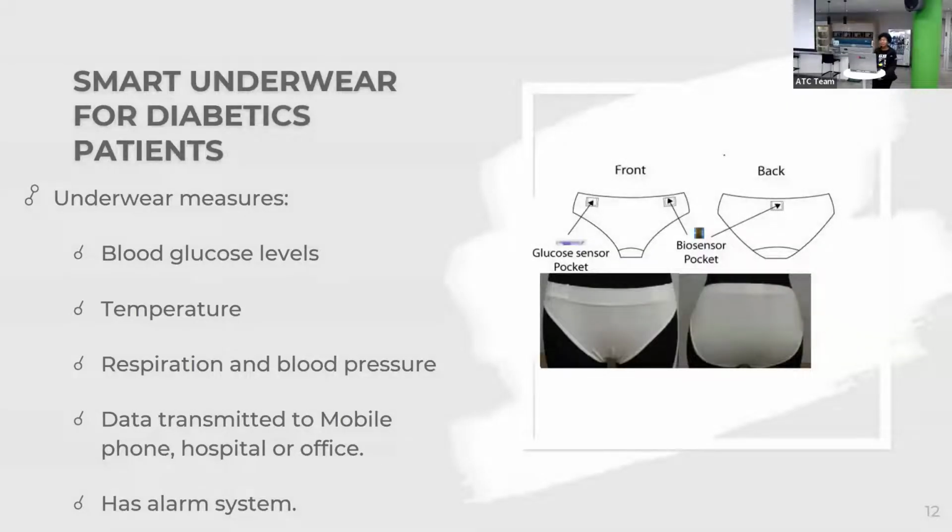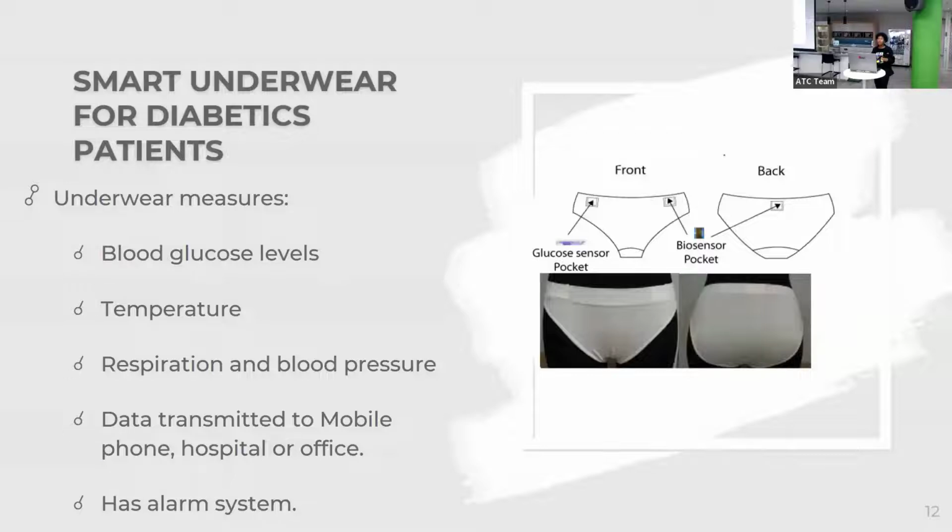And then we have smart underwear that is made for diabetic patients. This underwear is made in a way that it monitors the blood glucose levels, the temperature, the blood flow, the blood pressure, and the respiration rate. The sensors that monitor the blood glucose levels are put in front, inside the seams of the underwear, and the sensors that monitor the temperature are put at the back.